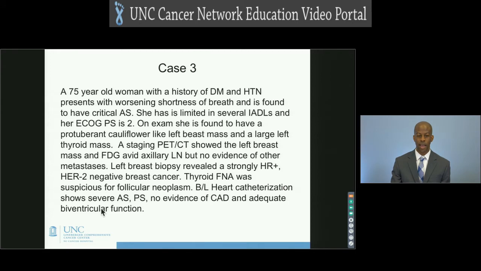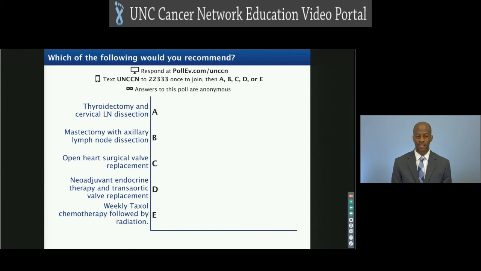And so I would like to poll the group and see what other people think would have been the right answers, things to do. Should we have gone and subjected her to surgery, remove the thyroid gland, remove the lymph nodes in the neck? Should we have gone after the breast mass and the lymph nodes?